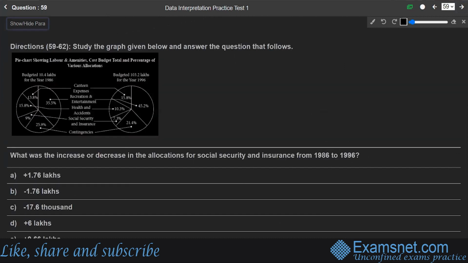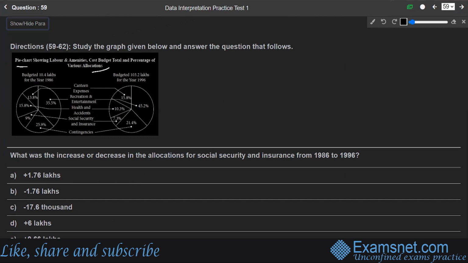Now we have a different pie chart and we are supposed to solve the question using this pie chart. There are two pie charts given, and clearly there will be a strong connection. Let us see that. So we need to understand the pie chart first. Pie chart showing labor and amenities cost, budget, total, and percentage of various allocations.